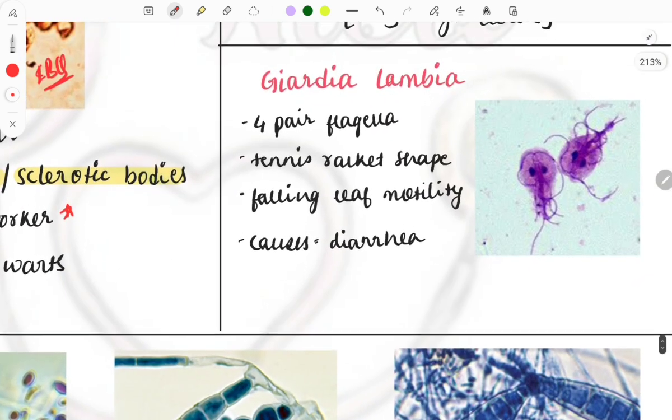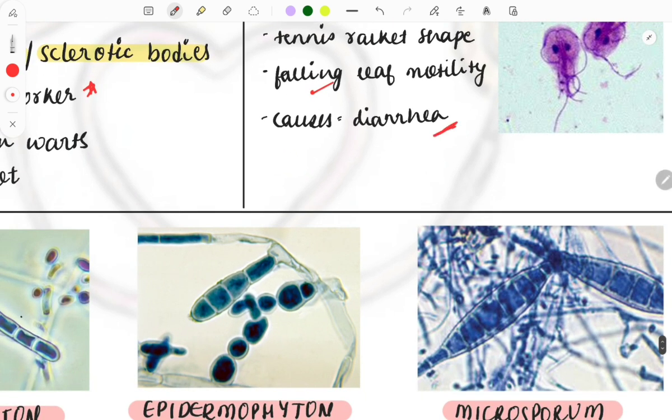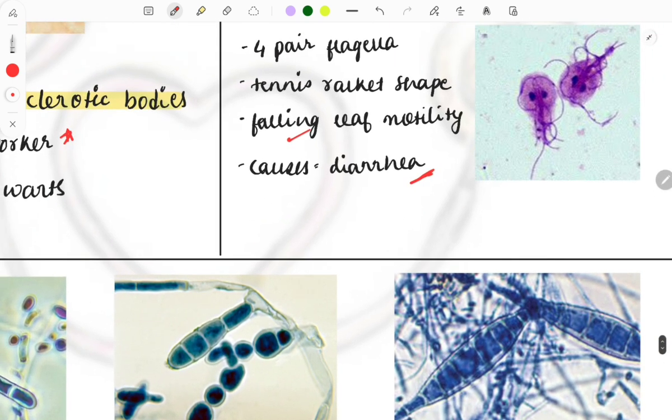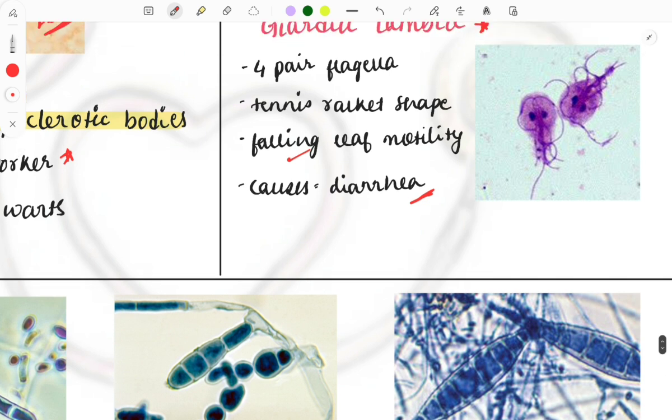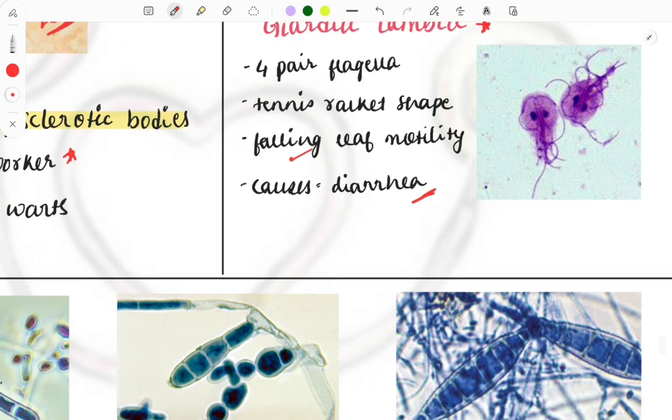Then Giardia lamblia. So this is also a repeat topic and questions have been asked on its motility. The falling leaf motility, and if it is described in the clinical case, you can easily mark the answer as Giardia lamblia, and it is a 4-pair flagellate and is racket shaped, causes diarrhea. So a diarrhea patient with features like fever and all, that will be there for sure. Along with that they will describe falling leaf motility.